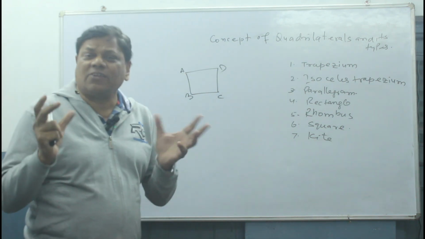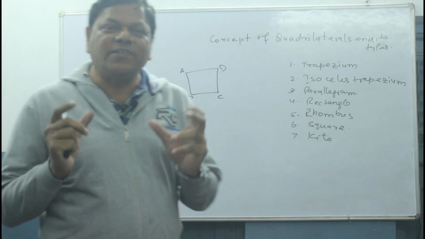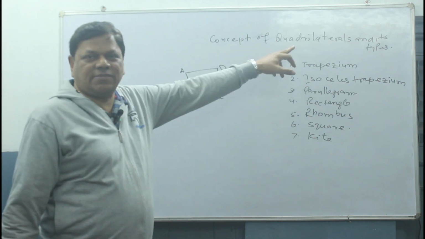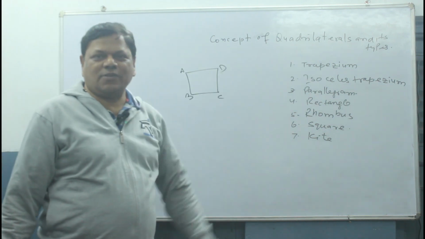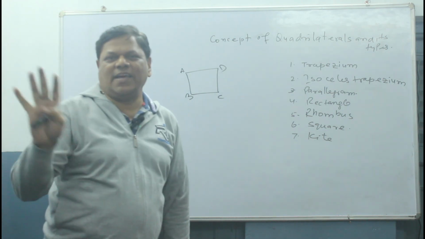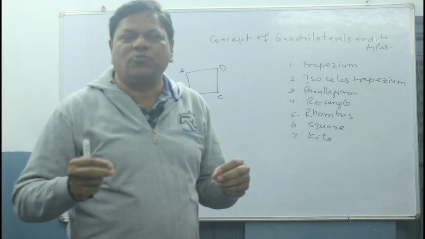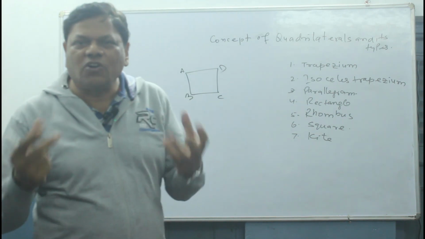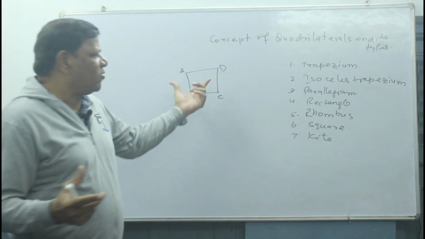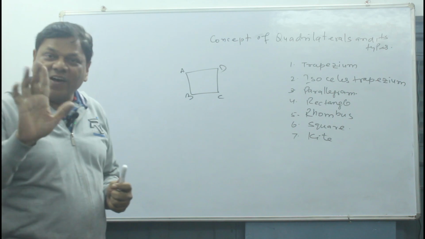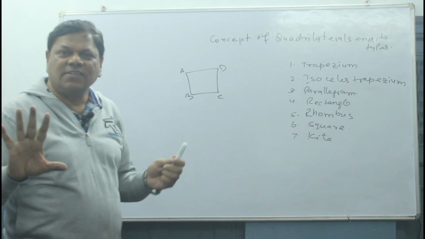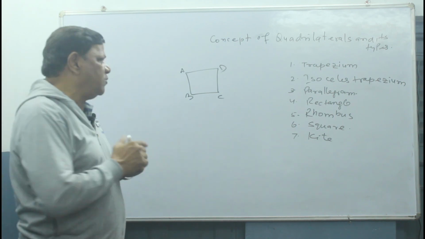Now the next concept I want to explain to you. What is that? The concept of quadrilaterals and its types. Everybody knows, the class 10 and 9 children, all of you know. But still I want to explain very briefly, in a very short way, what a quadrilateral is. I will not go into details, just the basic things and concept.